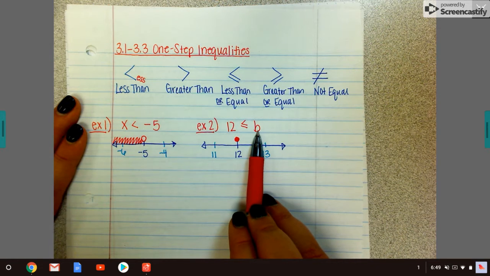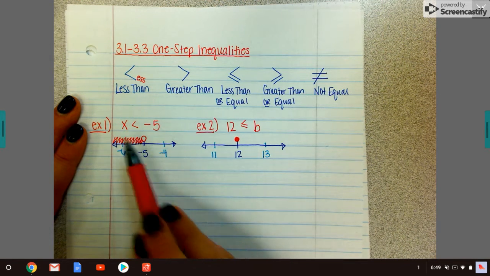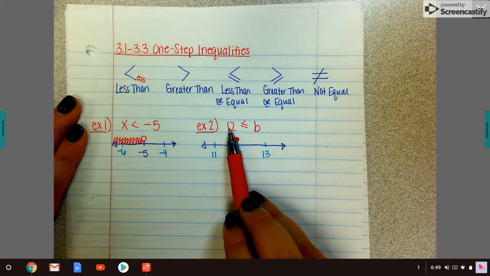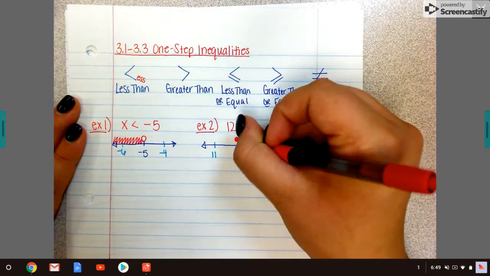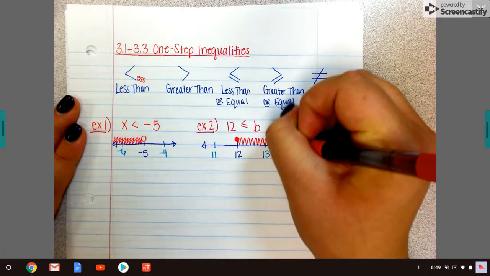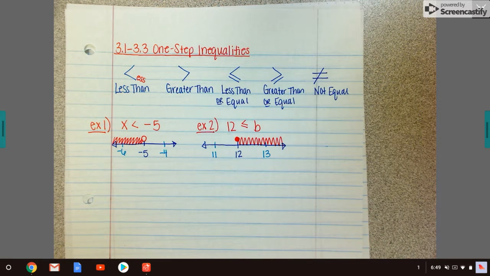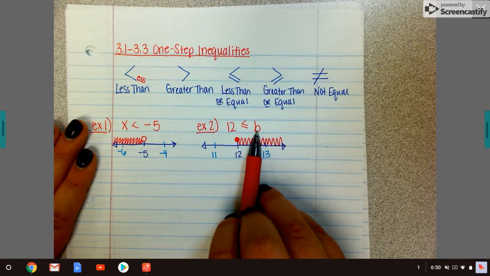So I'm concerned with where B lives. That's what I'm shading in each of these spots. So B is bigger than 12. If I read it backwards, I want to shade in the side that's bigger than 12. Sometimes it gets a little weird when the variable's on the right.